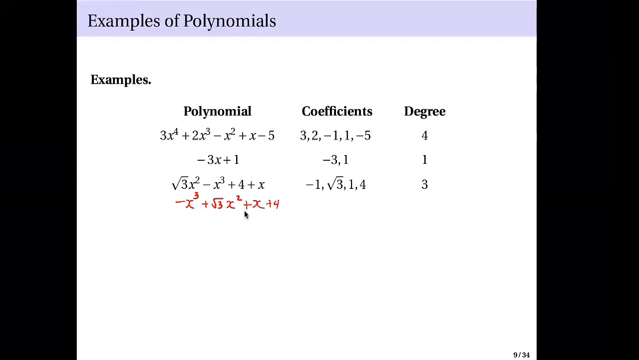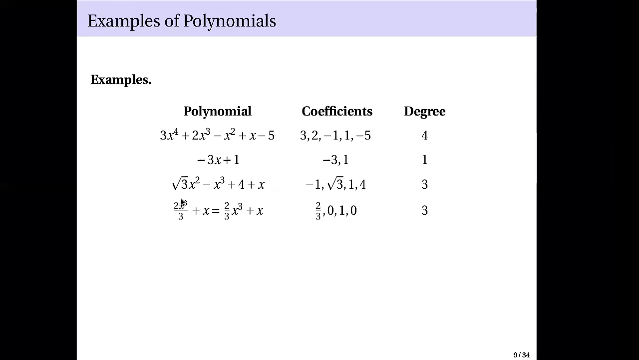Written this way, we can easily see the ordering for the coefficients. We have negative 1, square root of 3, and 1, and then the constant 4. And furthermore, we can easily spot the degree of the polynomial. The highest degree that we see here is equal to 3. So the degree of the polynomial is equal to 3. Any questions so far?